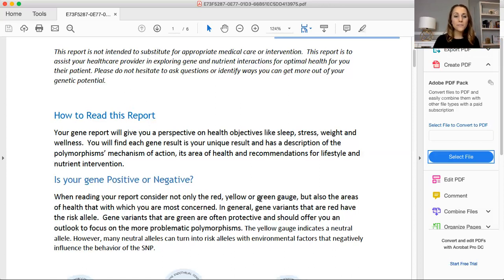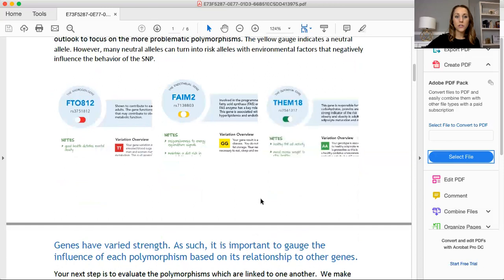Yellow is a neutral allele. It's a neutral polymorphism, but they could turn into risk alleles as well if there are environmental factors that will negatively influence the behavior of the SNP. What they're really finding with nutrigenomics is that it truly is the micronutrient environment that either turns on or turns off different genes.